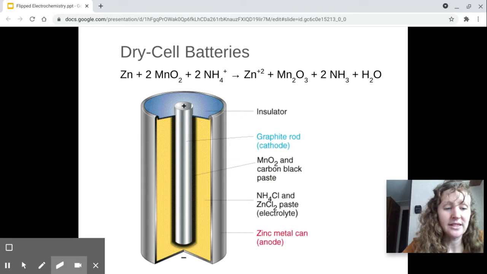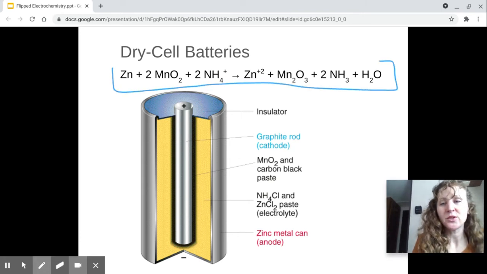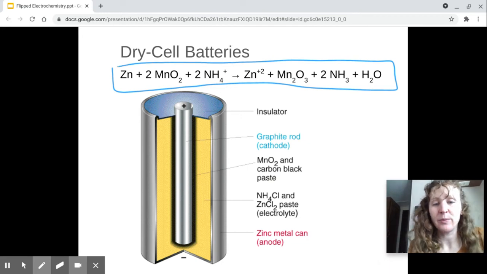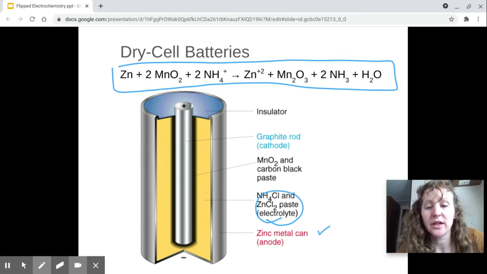And you can see the reaction at the top. This would be considered a dry cell battery because everything, including the salts, the two metals, or the anode and cathode, everything is in solid or semi-solid form. Notice that the salts are in this paste form, so the ions can still move through the paste.